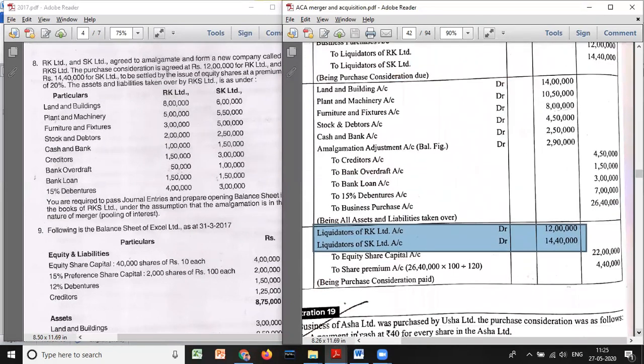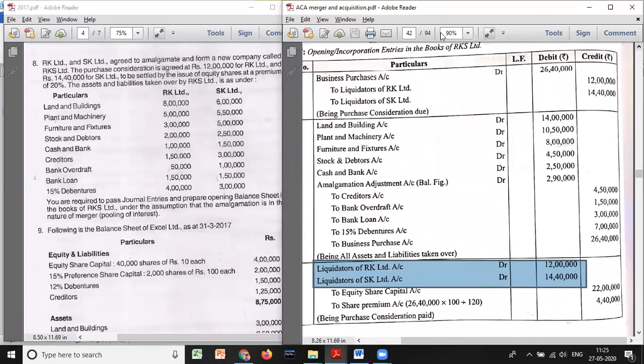Okay, these are the incorporation entries in the books of RKS Limited. In this question, they have asked us to pass only incorporation entries. I have explained even closing entries also. Next, we need to prepare the balance sheet.